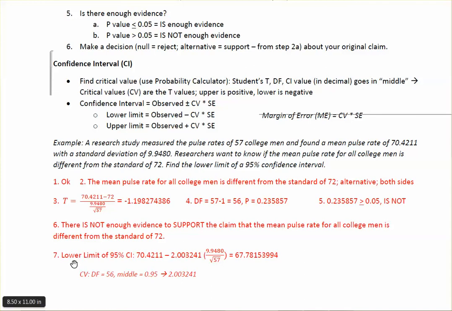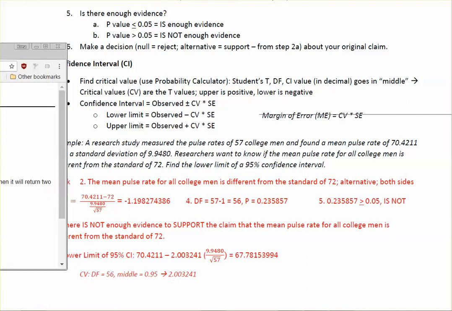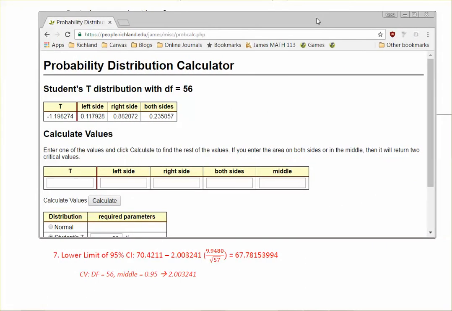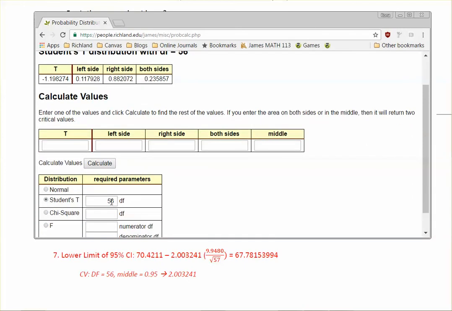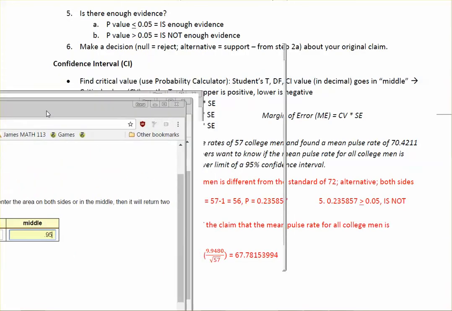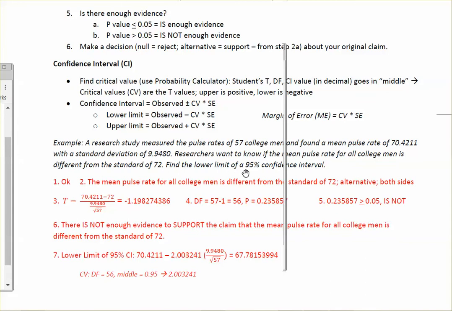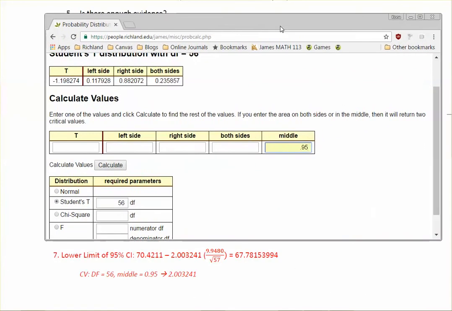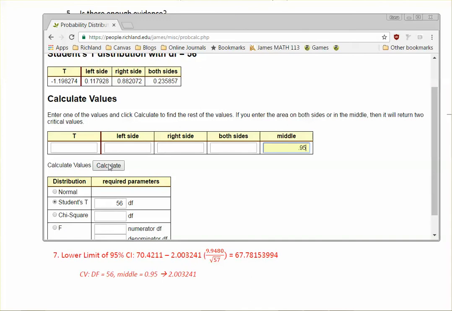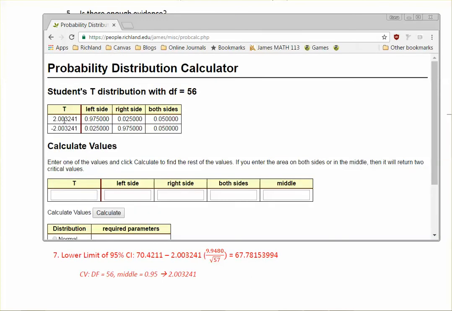So then we want to find, remember, the lower limit of a 95% confidence interval. To do that, you need the critical value. To find the critical value, over here you put in the 56 for your degrees of freedom. Then over here where it says middle, you put 0.95. And that 0.95 is coming from right here, find the lower limit of a 95% confidence interval. Okay, so 0.95, and click calculate, and you get two t values.